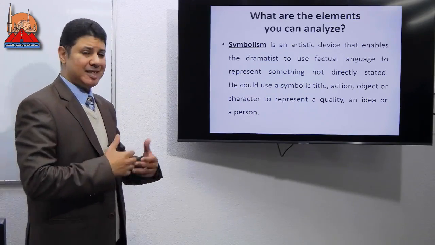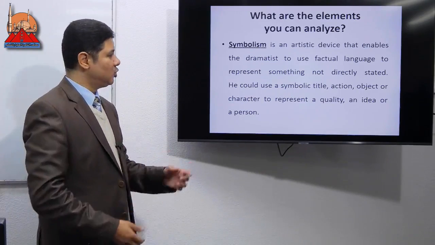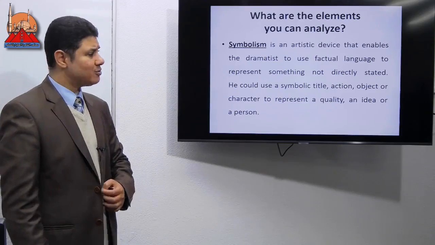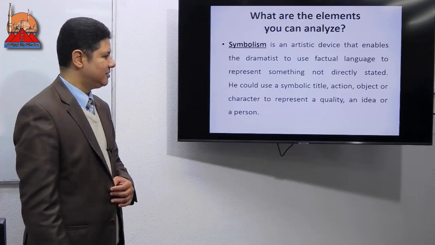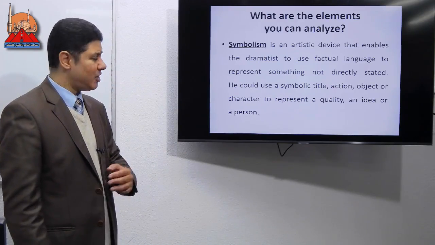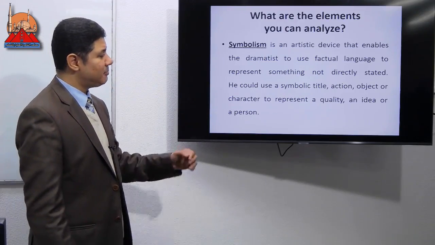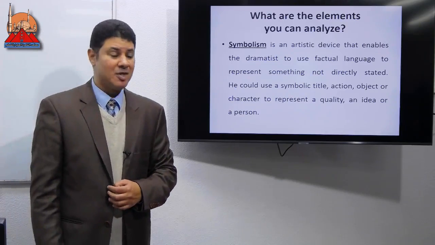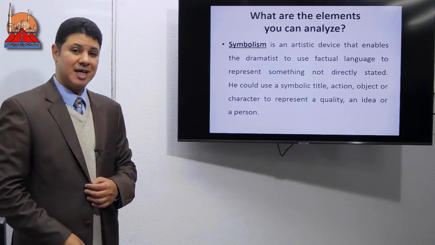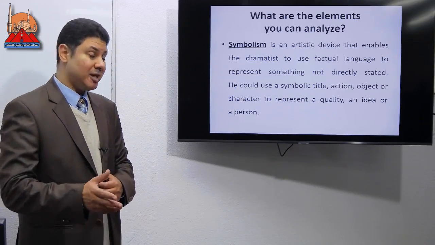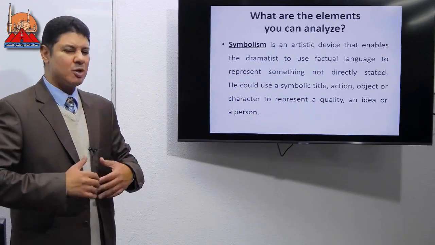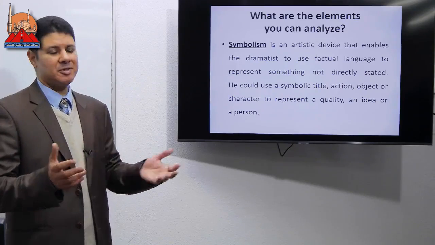It gives the dramatist the chance to use factual language to represent something not directly stated. He could use a symbolic title, a symbolic action, a symbolic object, or a symbolic character to represent a quality, an idea, or a person.